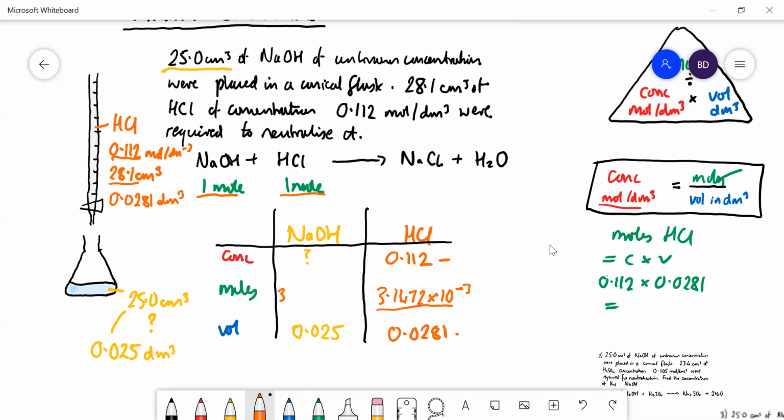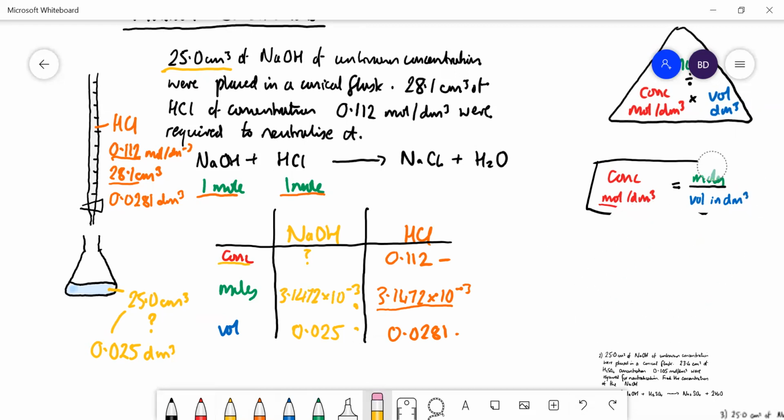So that's going to be 3.1472 times 10 to the minus 3 as well. Now we are in a position to work out the concentration of our NaOH, because we know 2 things. So let's do that. I'll just rub that bit out so we've got space.